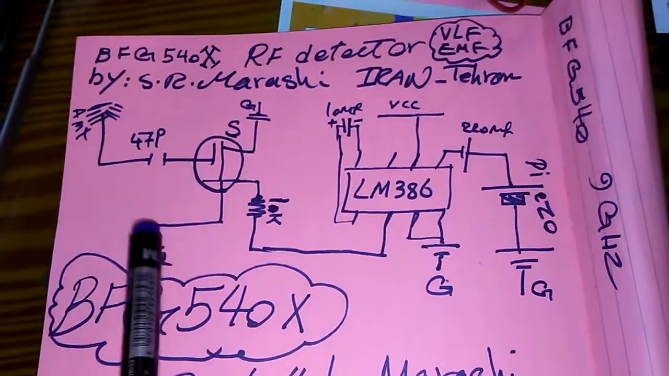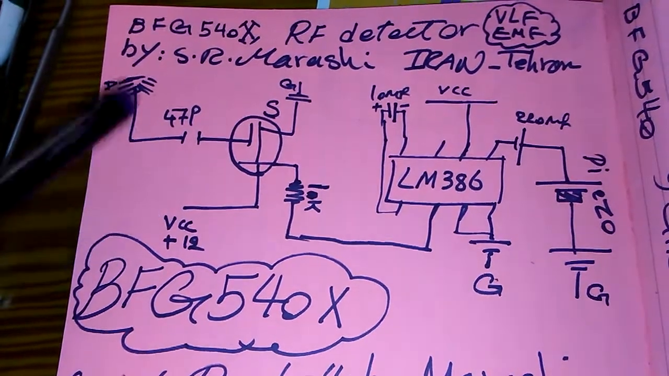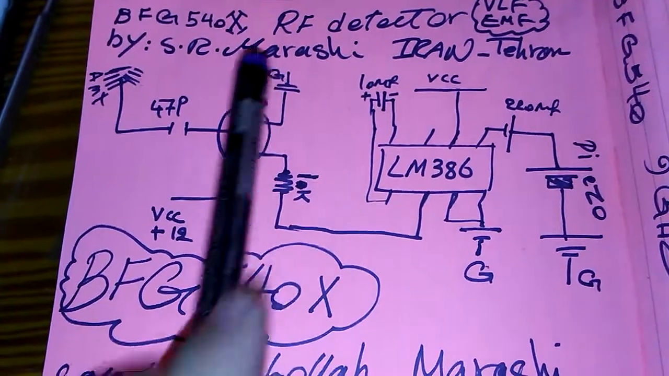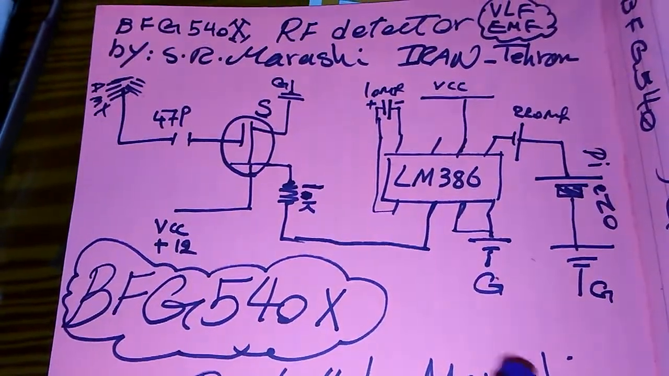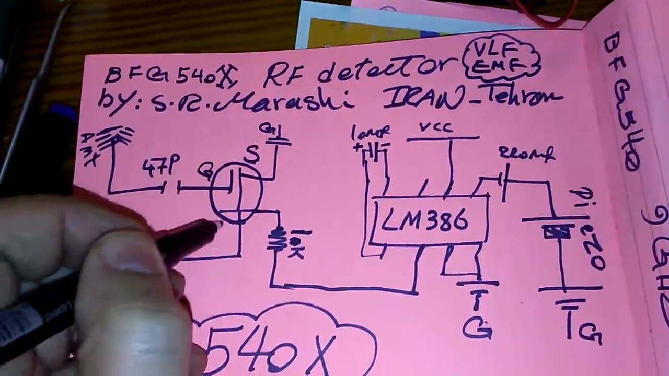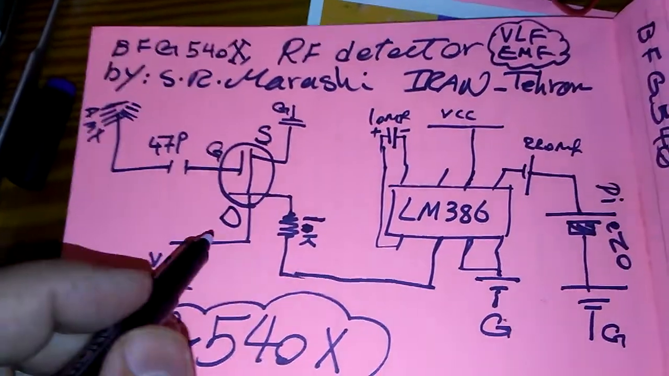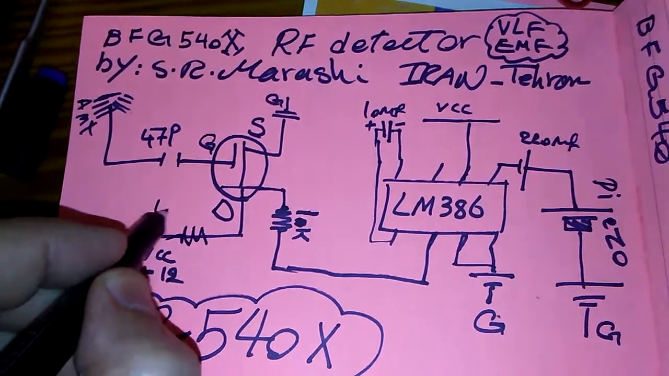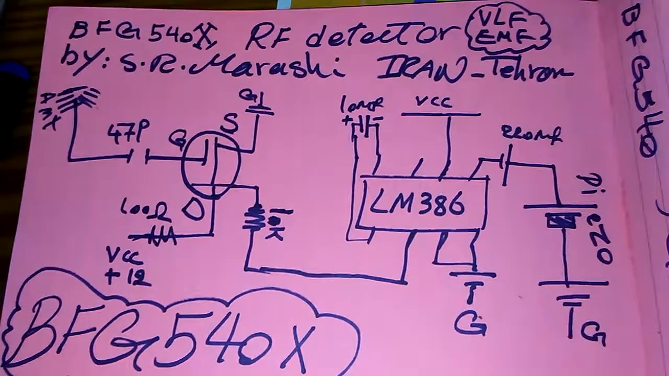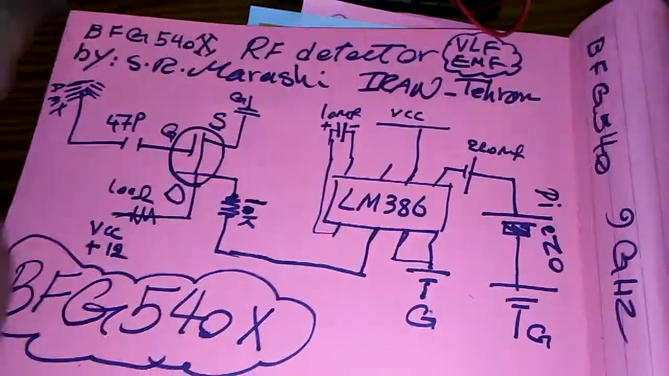This side is a non-standard schematic design, because the VCC usually should be upside and the source with gate or ground should be down. This side is the gate and this is the drain. The drain should be connected to the VCC with 100 ohm, okay, and the output or 1k goes to the LM386.